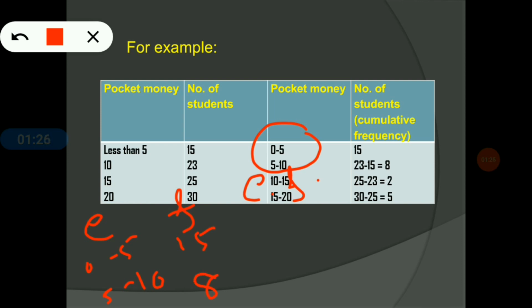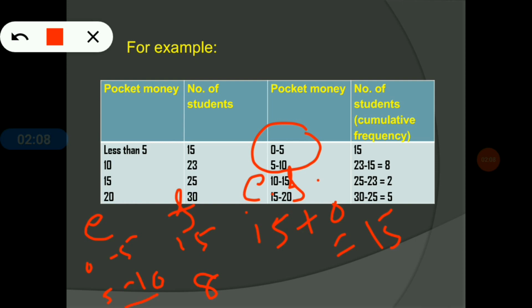Okay, so what is the cumulative frequency for the first class? The cumulative frequency and the frequency of the first class are both the same, because there is no previous class. So the cumulative frequency of the first class is also 15, because 15 plus 0, since there is no previous class, that means 0. So 15 plus 0 means 15. The cumulative frequency of the first class is the same as the frequency of the first class.